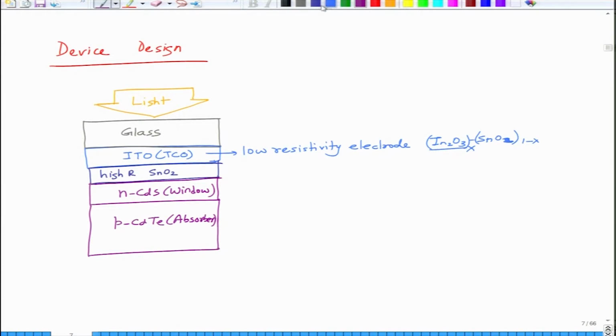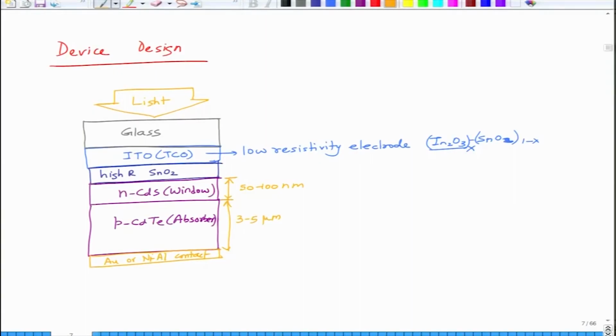And then we have what we call a gold or nickel aluminum contact. So this is the top contact, this is the bottom contact, okay. So this is the P type contact, this is the N type contact, and this device has a thickness of 3 to 5 micron on this side, and a thickness of 50 to 100 nanometer on the other. So the main layer is about 3 to 5 microns, that is the CdTe layer, and the window layer, which is to form a junction, basically is of cadmium sulfide, which is the N type semiconductor, and this is from 50 to 100 nanometer.